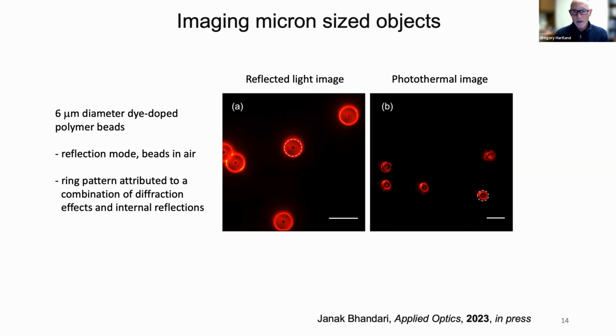So the most interesting thing you see here is that there's a ring pattern in the beads. It's both in the reflected light and the photothermal image. And this comes about by a combination of diffraction and internal reflections in the bead that give rise to these rings. What I think is important to note here is that we see these ring patterns whenever you look at visible light images of large beads, but that ring pattern survives in the photothermal image as well.